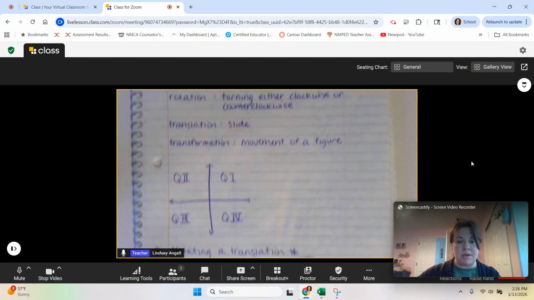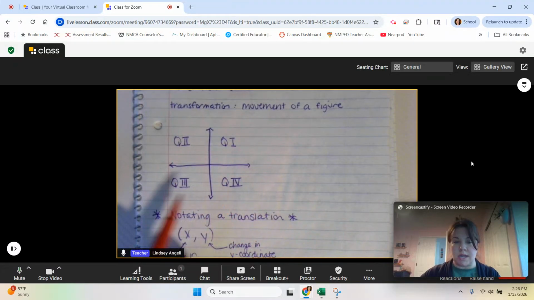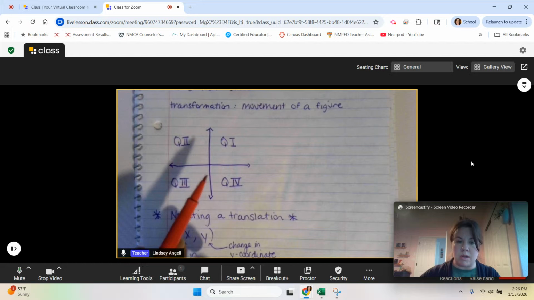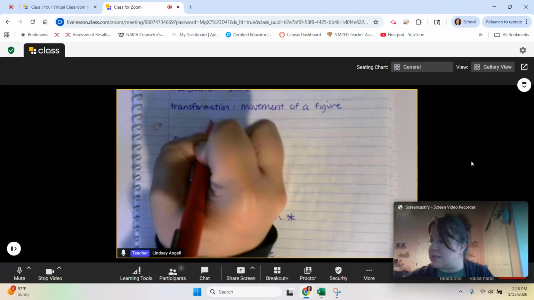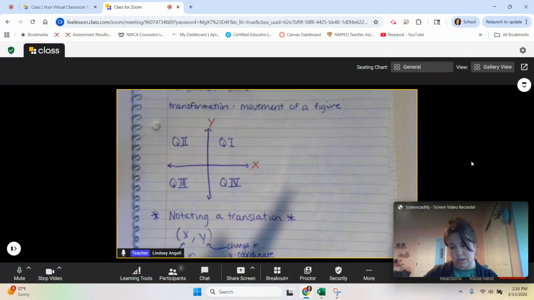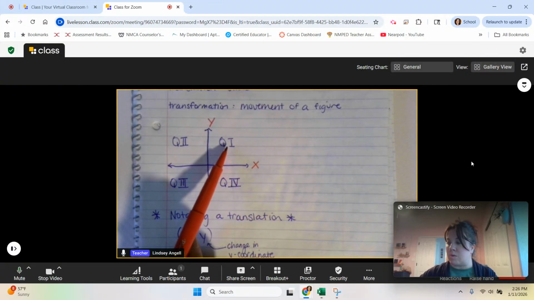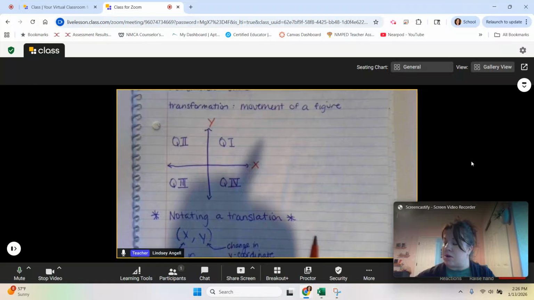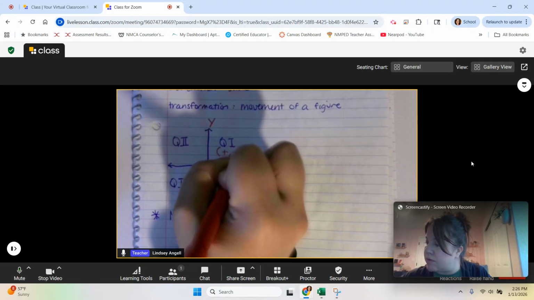Another thing that I think we need to review that we don't talk about enough is the quadrant names. So I have a coordinate plane up here. We've got the x-axis, we've got the y-axis, but we also need to focus on the quadrants because that can help us determine where a shape or a line or a point is on the coordinate plane. There's quadrant 1. That's where both values in the point are positive.